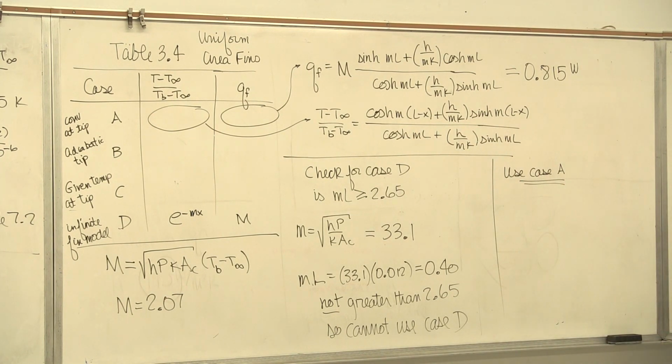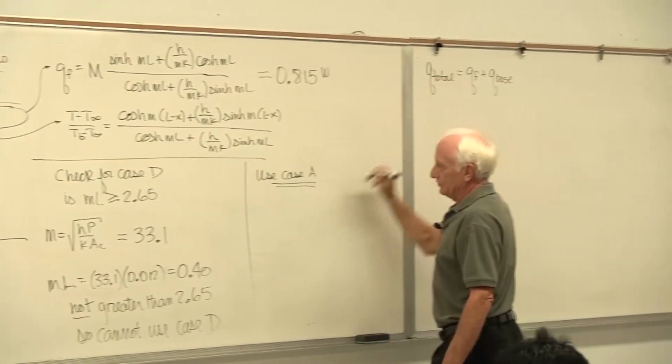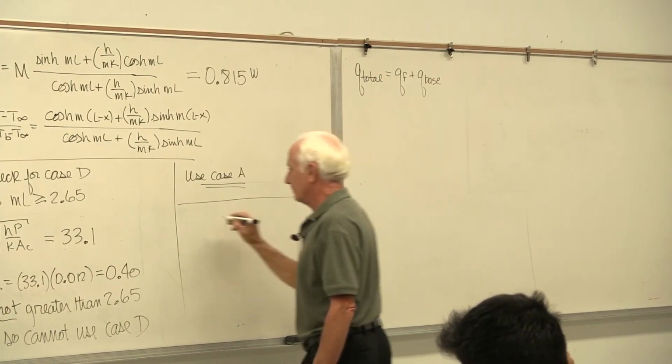Now, let's go back and see. We're supposed to find Q total. Q total is Q fin plus Q base. So we'll do Q base right here.